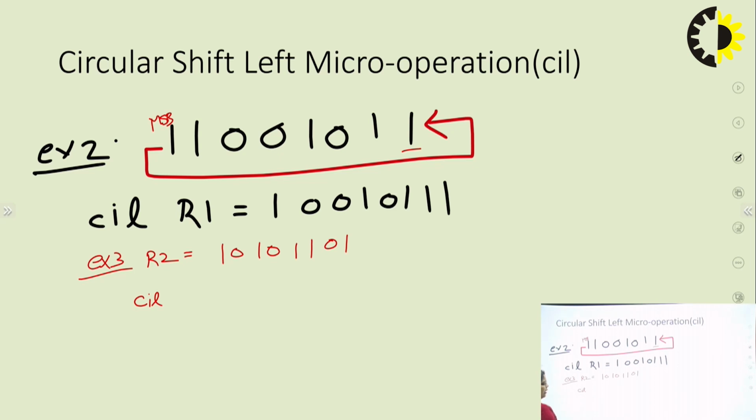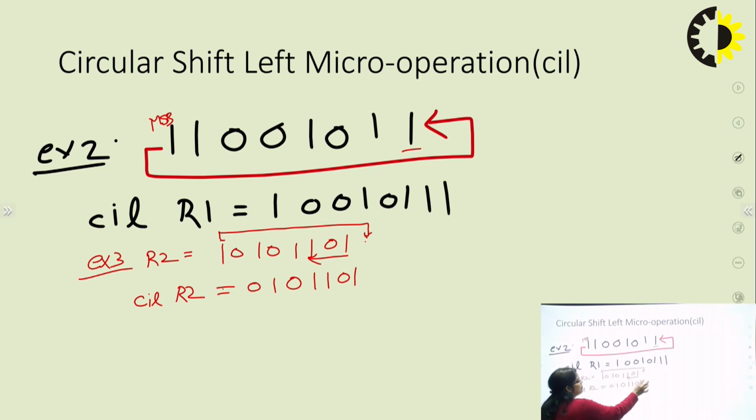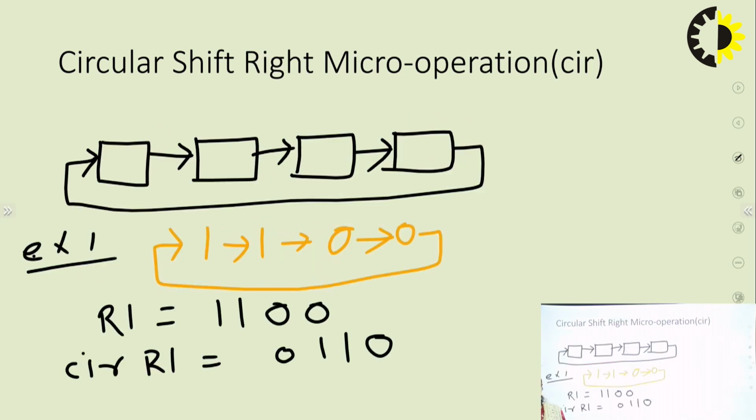CIL R2, circular shift left. In this circular shift left operation, the MSB will go here, and all these values will be shifted. The circular shift left operation will be performed as 0, 1, 0, 1, 1, 0, 1, and this one will be here. So this is the circular shift left micro operation.